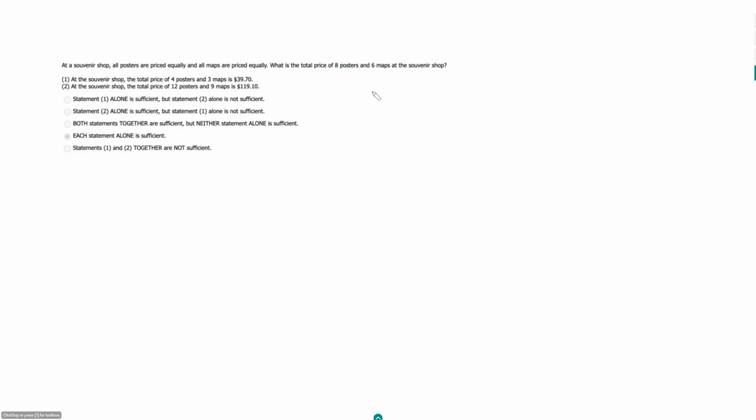So let's try to make an equation out of that. Total price should be equal to 8p plus 6m, where p is the price of my posters, m is the price of my maps.